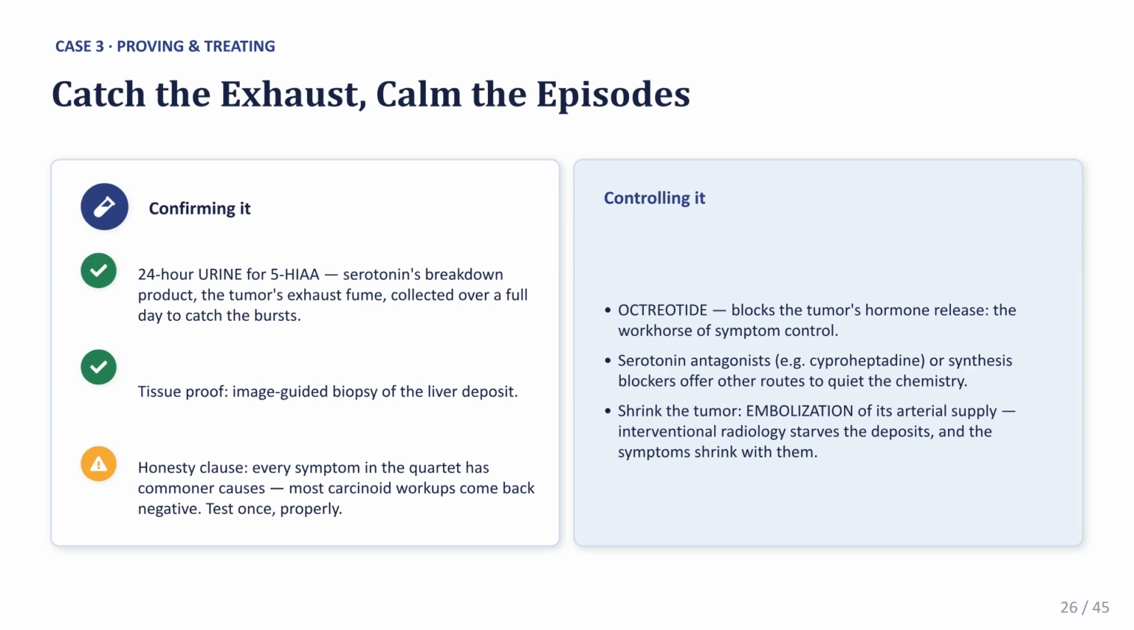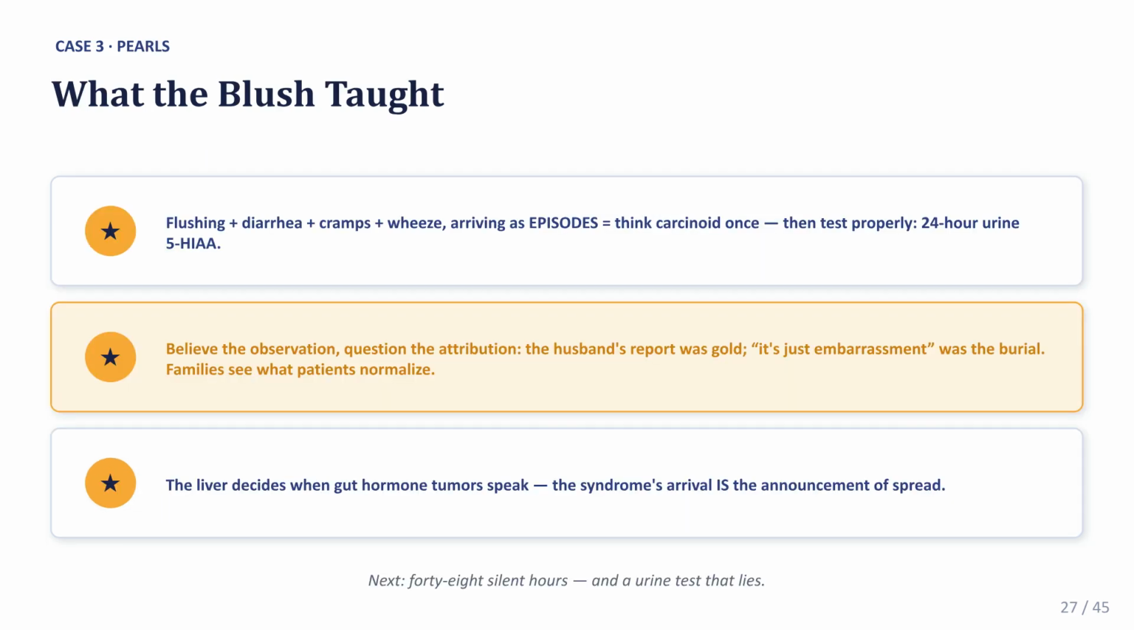Tissue is obtained via liver biopsy. Manage the symptoms with octreotide to block hormone release, and consider embolization by interventional radiology to shrink the tumor deposits. 3 pearls. This quartet of symptoms, flushing, diarrhea, cramps, wheeze, should always trigger a carcinoid workup. Never settle for the patient's explanation when family observations are more accurate. And remember, the syndrome's onset often signals that the disease has progressed to the liver.